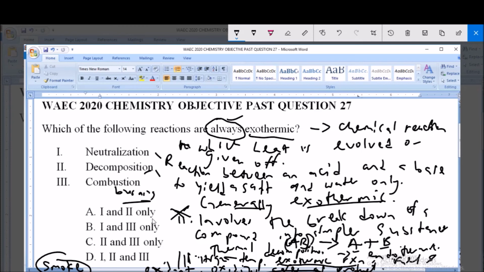to as smoke. So as we have rightly established here, the exothermic reactions among the list of reactions given to us are 1 neutralization reaction, which we have seen, and 3 the combustion reaction. So 1 and 3, which is option B, is the correct answer to this question.